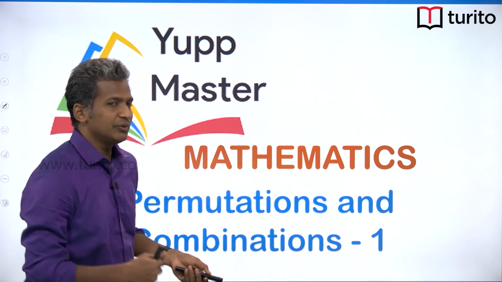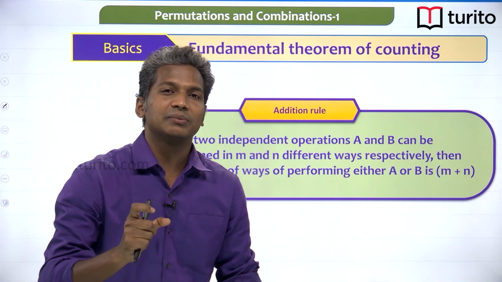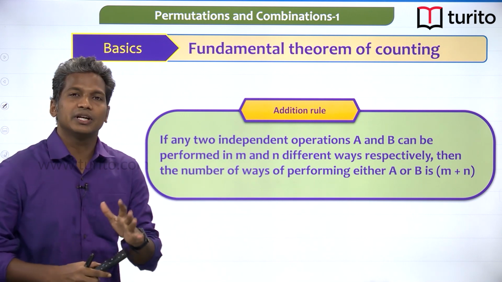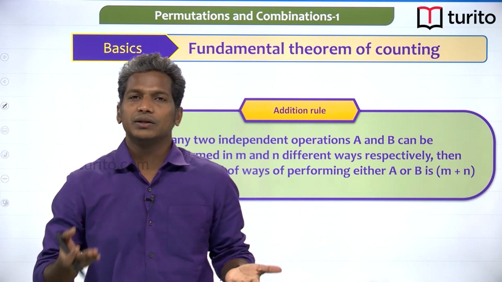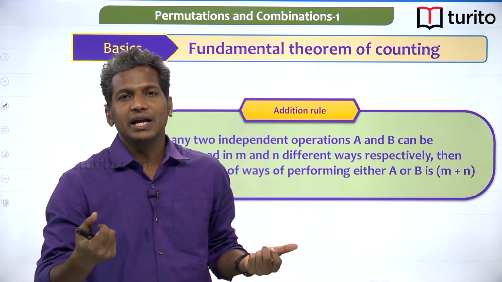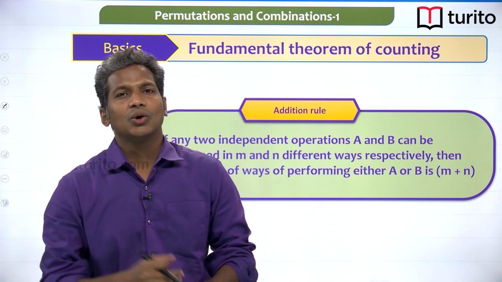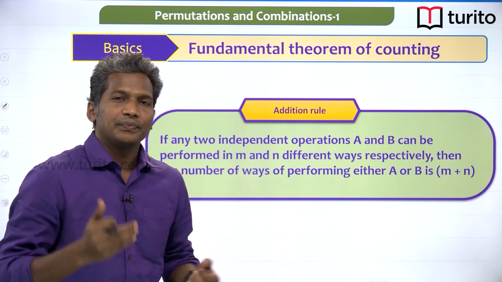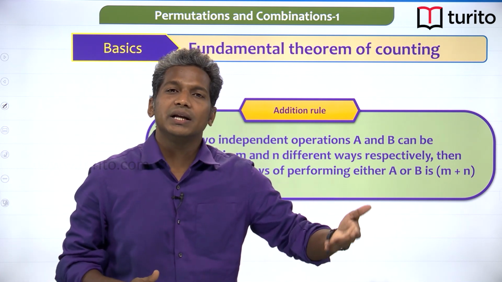Before we go into the counting, let us first understand the basic fundamental theorem of counting. As I said, this is a chapter of counting. In general, suppose there are two events A and B. Event means anything that happens or occurs. For example, holding a pen is an event, talking is an event, counting is an event. So, if there is an event A which can occur in m ways and there is an event B which can occur in n ways.